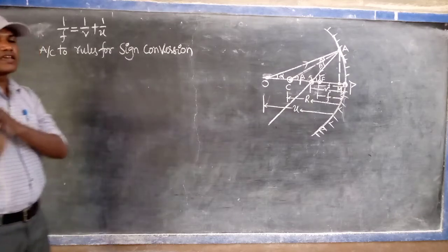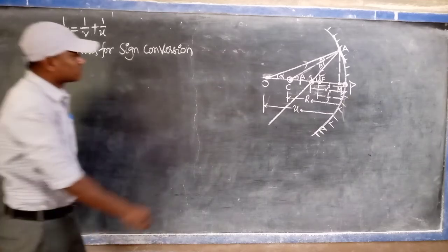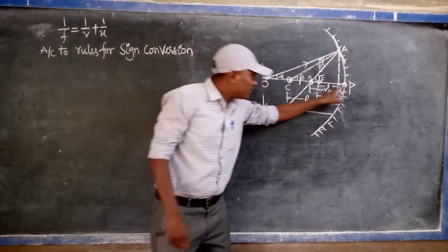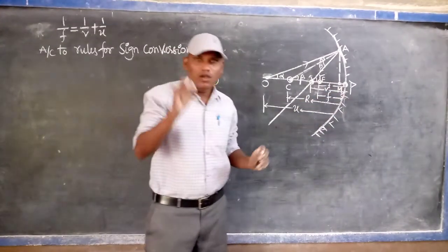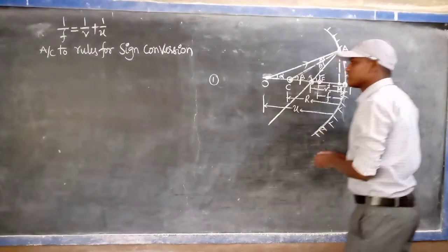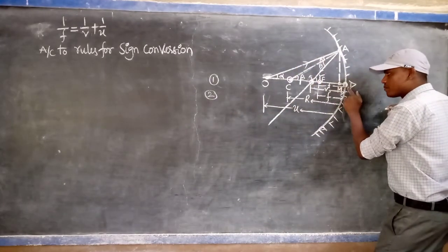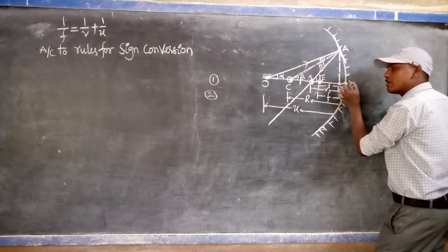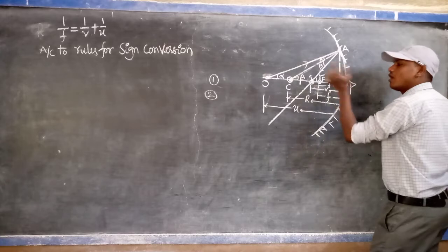I will explain this very clearly, in an IIT-oriented way, once again. What are the rules for sign convention? First, the pole of the mirror is considered as the origin. Listen very carefully. Origin means the main point. Second, all distances are measured from the pole of the mirror.